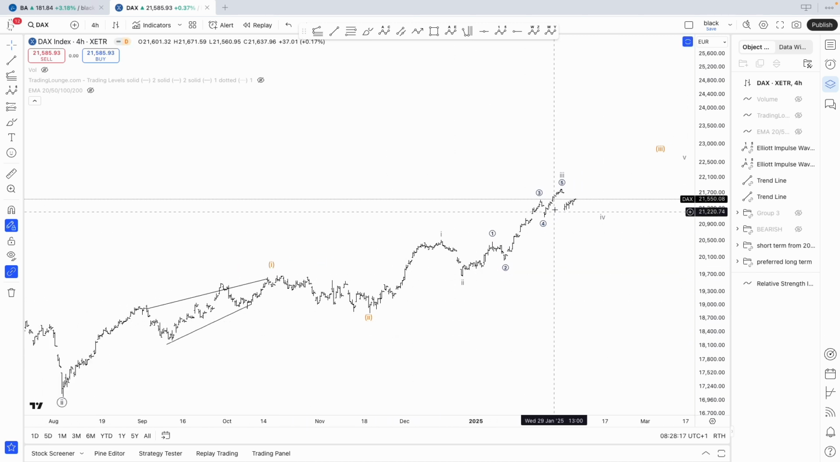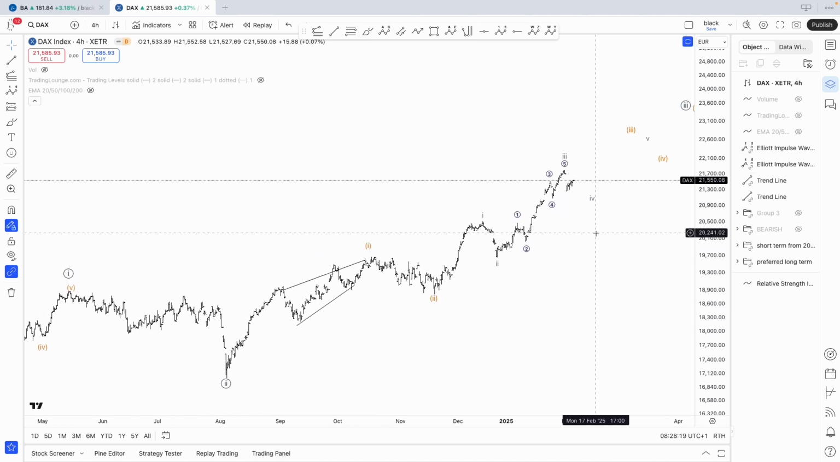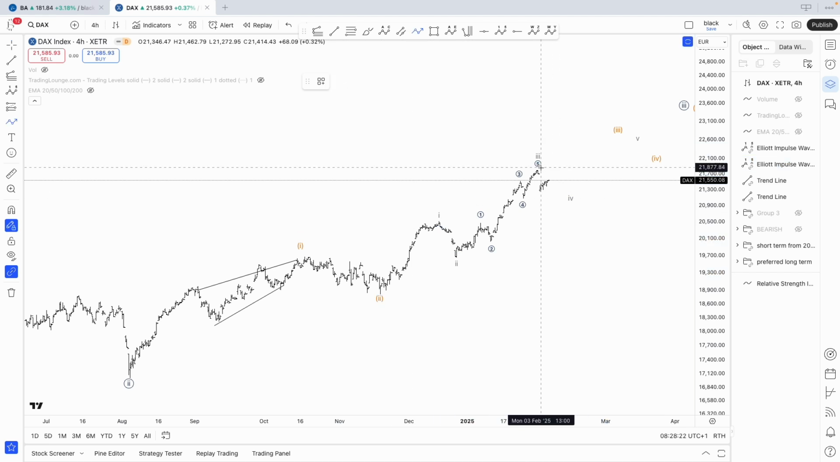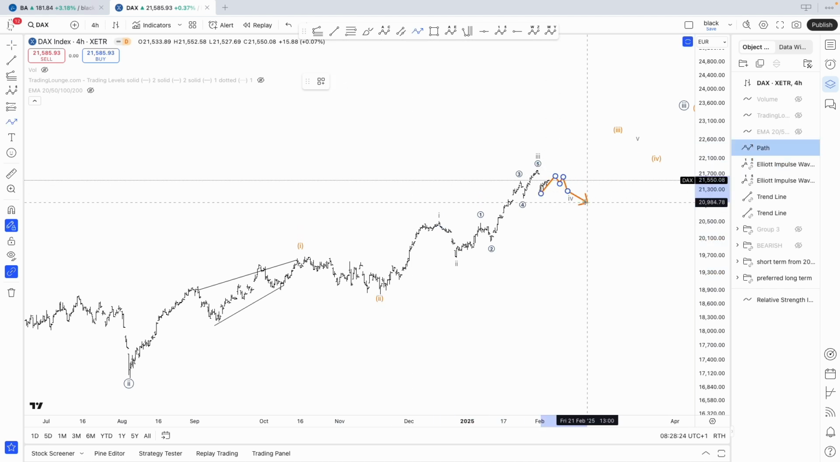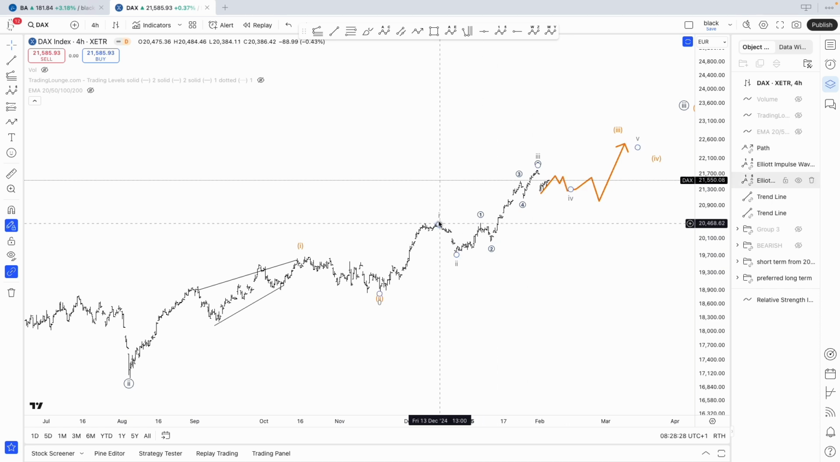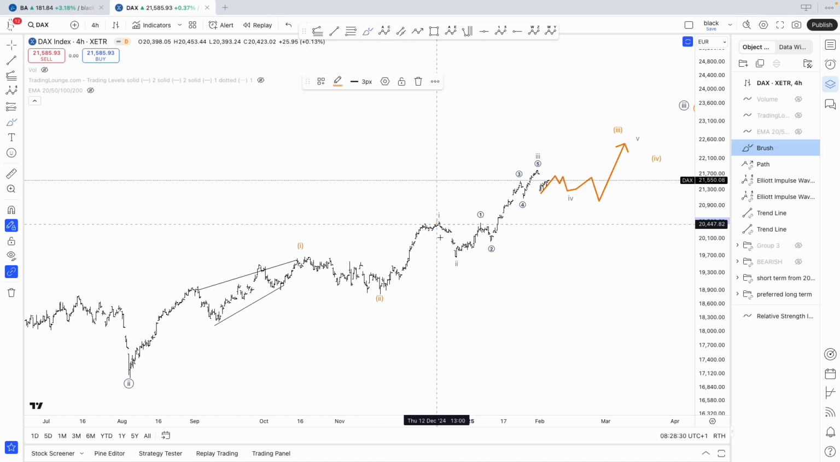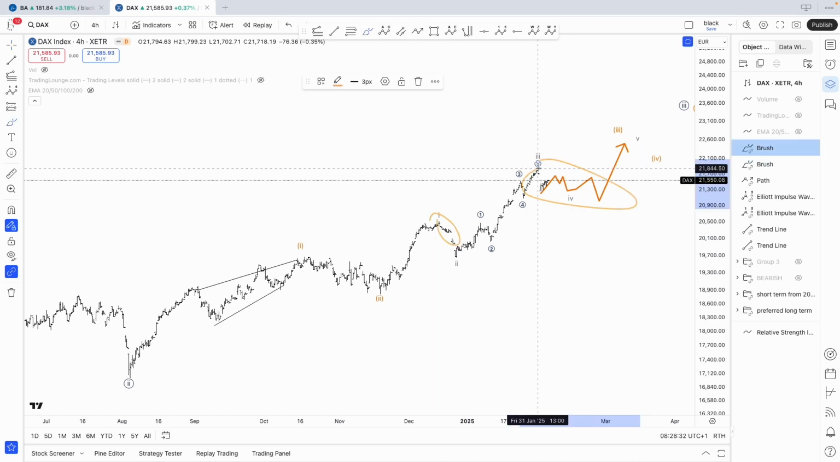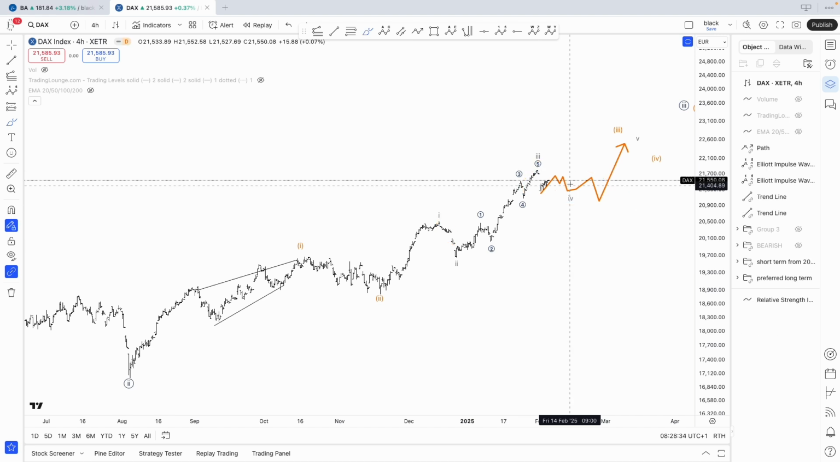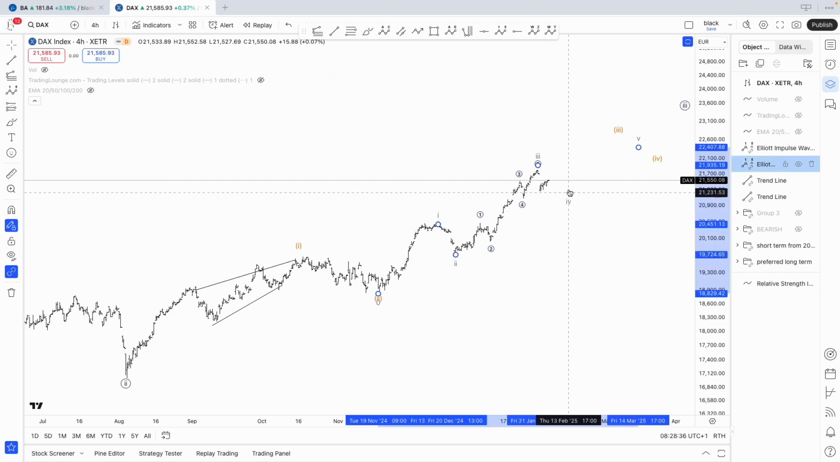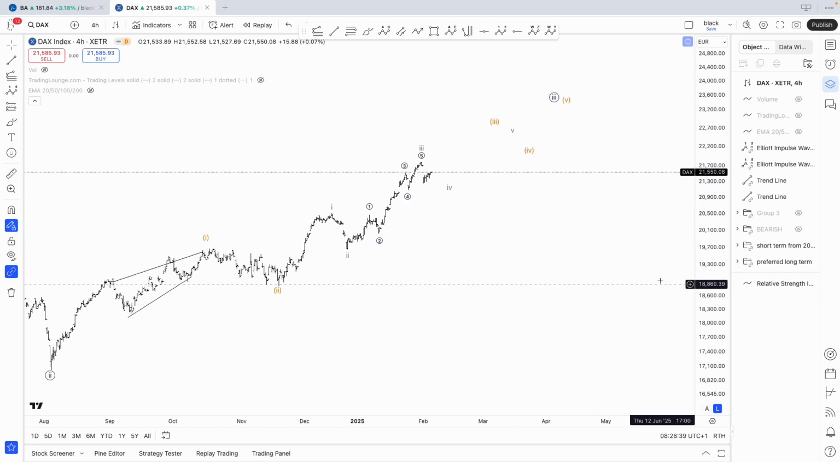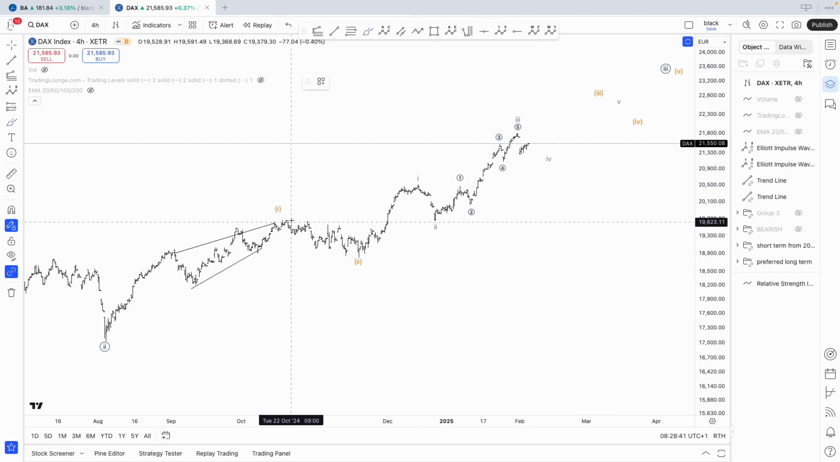1, 2, 1, 2, 3, 4. Look at this. So we could expect something like, I don't know, some noise. I like to call it noise because I don't know what the correction is going to be. Considering 2 was sharp, could it be a nice sideways correction? Which one? I have no idea. As usual, if I knew, I wouldn't be here.